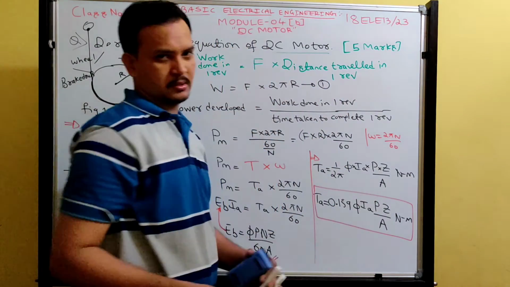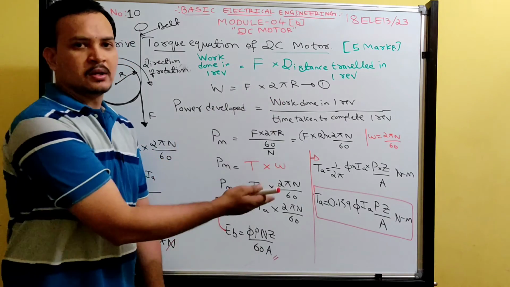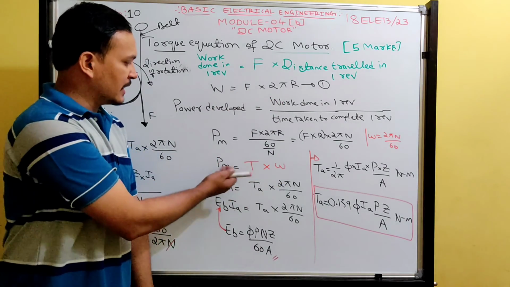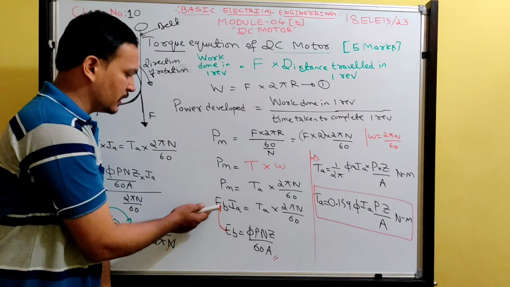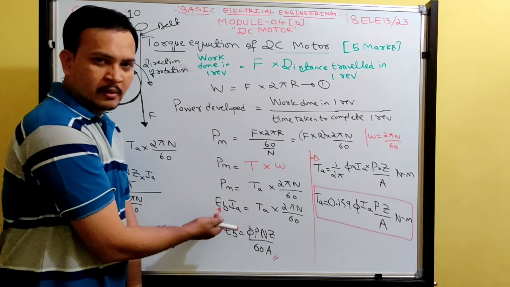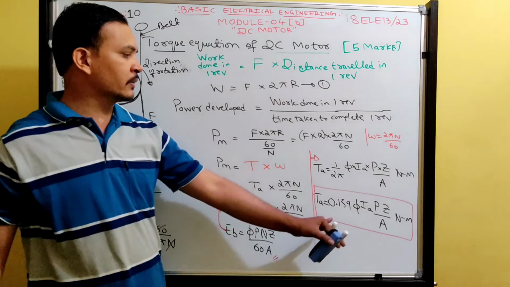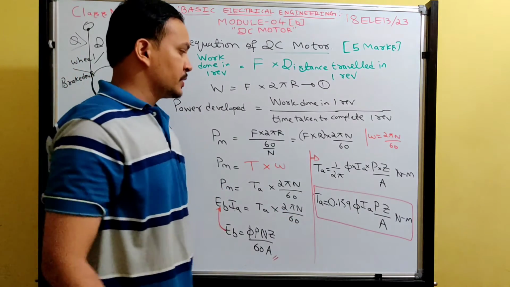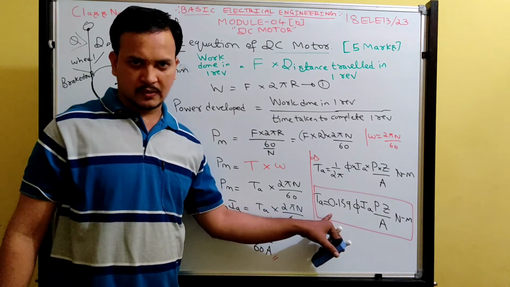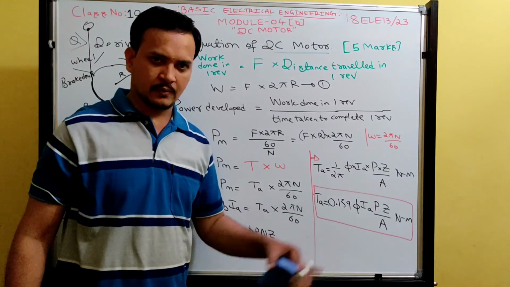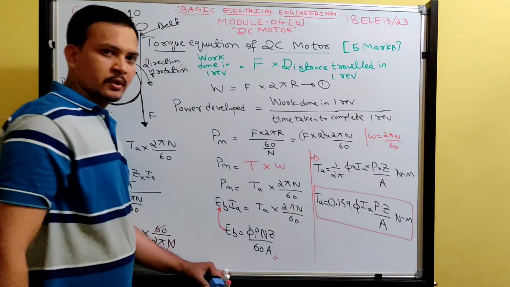Very simple derivation. Work done in one revolution is force into distance. So write that value, power is work done by time, and you will get it like this. Then you compare with back EMF power, the gross mechanical power developed is equal to EB into IA. Later substitute the EB value, then from that you write the equation for TA. Simplify, and the final step will be like this. See, they will ask problems on the torque equation. For that you can directly remember this equation. So this is the torque equation.